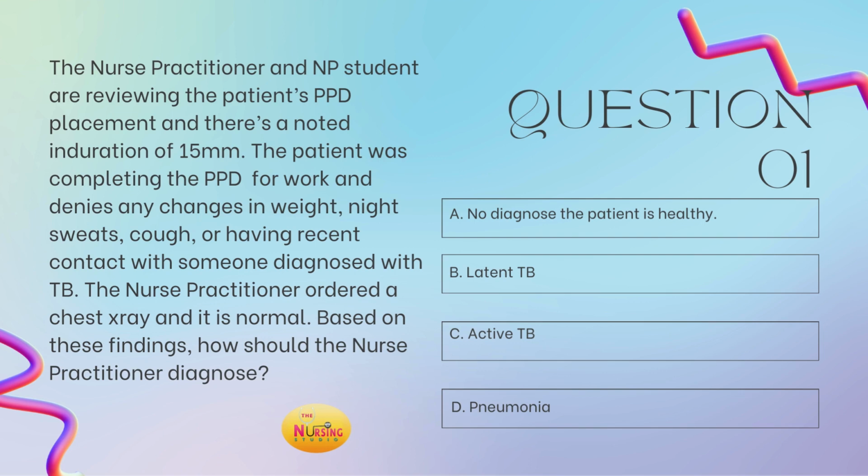All right, you guys. Question number one states the nurse practitioner and NP student are reviewing the patient's PPD placement, and there's a noted induration of 15 millimeters. The patient was completing the PPD for work and denies any changes in weight, night sweats, cough, or having recent contact with someone diagnosed with TB. The nurse practitioner ordered a chest x ray and it is normal. Based on these findings, how should the nurse practitioner diagnose? Is it A, no diagnosis, the patient is healthy? B, latent TB? C, active TB? Or D, pneumonia? Take a moment and tell me what you have in the comments.